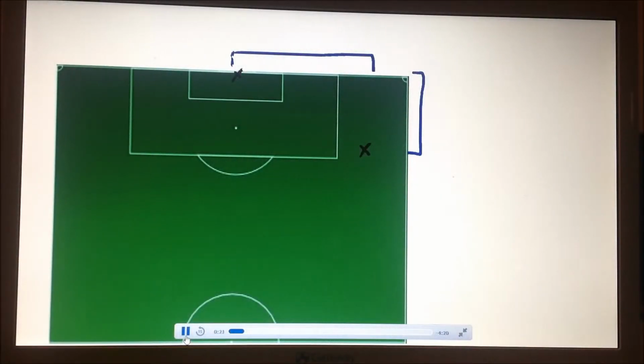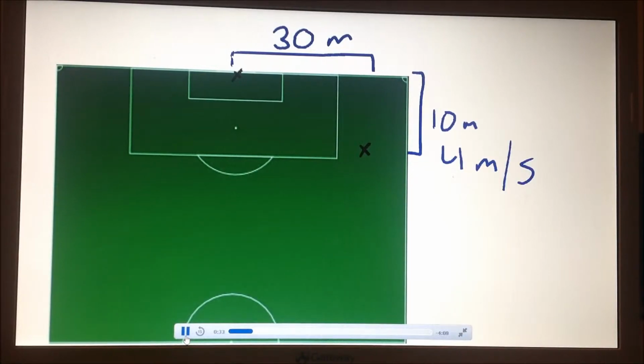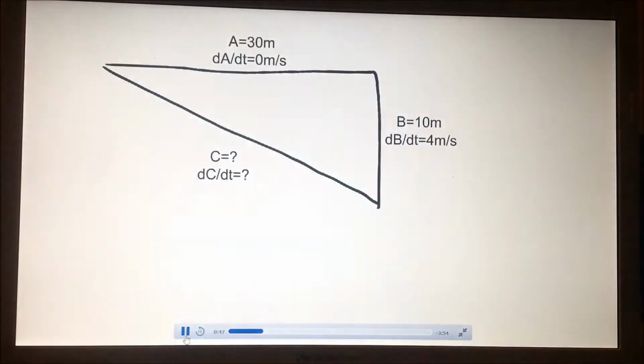So, we know that the distance from the center is 30 meters. We also know that she is 10 meters from the goal line, and she is running at 4 meters per second. We need to find how fast the distance between her and the goalie is changing. We also know that the distance between her and the center of the field is not changing, so it is moving at 0 meters per second.